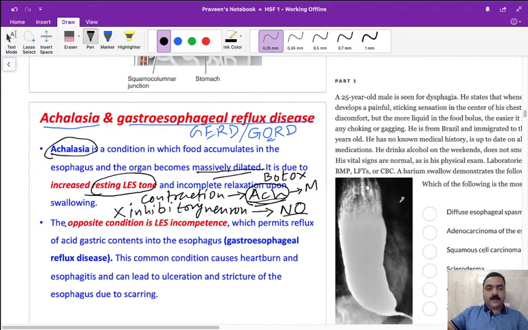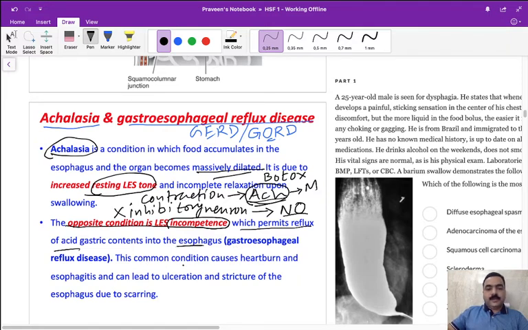So what is the opposite condition? The opposite condition is lower esophageal sphincter incompetence, too much opening of the lower esophageal sphincter, which permits the reflux of acid contents into the esophagus. That is what is called GERD.